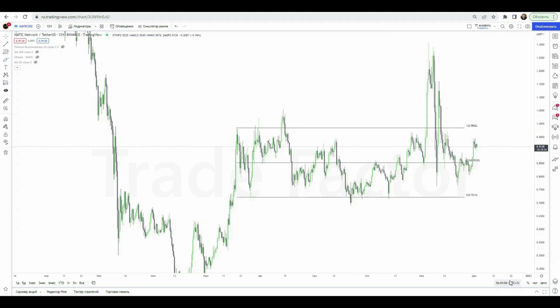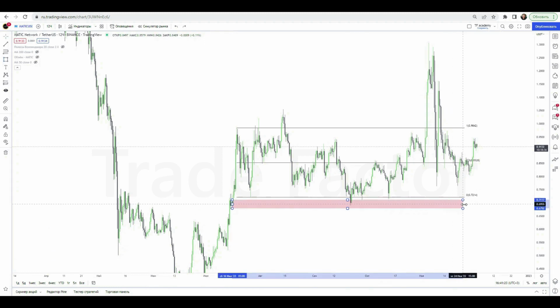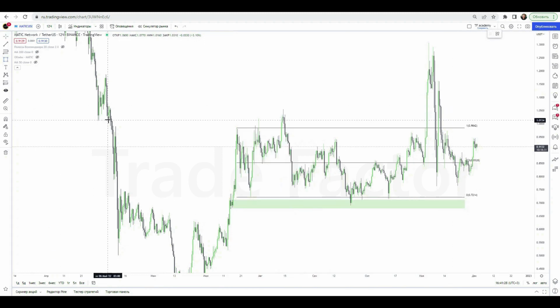Now we know about the order blocks in a trend movement, so let's see the order blocks in ranges. This is a range on the MATIC chart. In ranges, we are interested in such order blocks which are situated right under the range or above it. So here is a range. We have this order block under the range, and there is the order block above it.